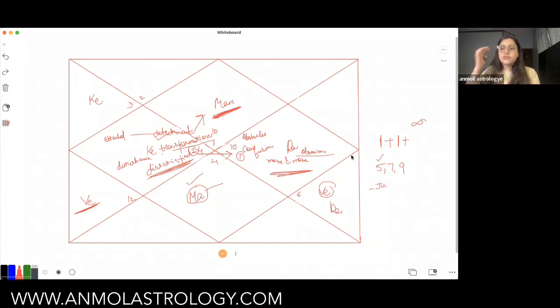But when I was framing this video, I personally thought that if I took the Mool Trikon signs and then told you about the aspects, you might get a lot confused. That would be a much deeper study of Rahu and Ketu. First, you need to understand the basics. So that's why I thought the best solution is to judge the aspects of Rahu and Ketu with respect to Jupiter, because they have similar aspects.